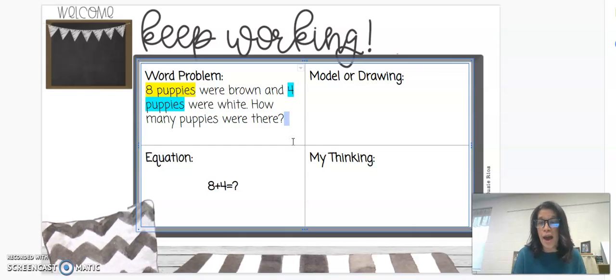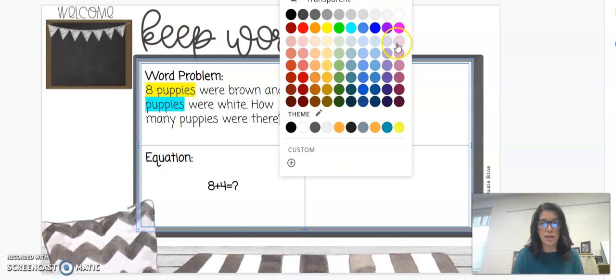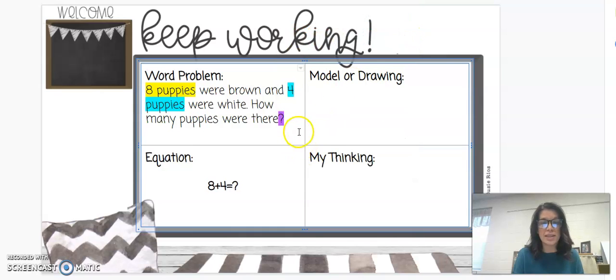Do we know how many puppies were there at the end? Does it tell us that in the problem? No, it does not tell us how many there were in the end. So we're going to highlight the question mark because that's what we need to be solving for.